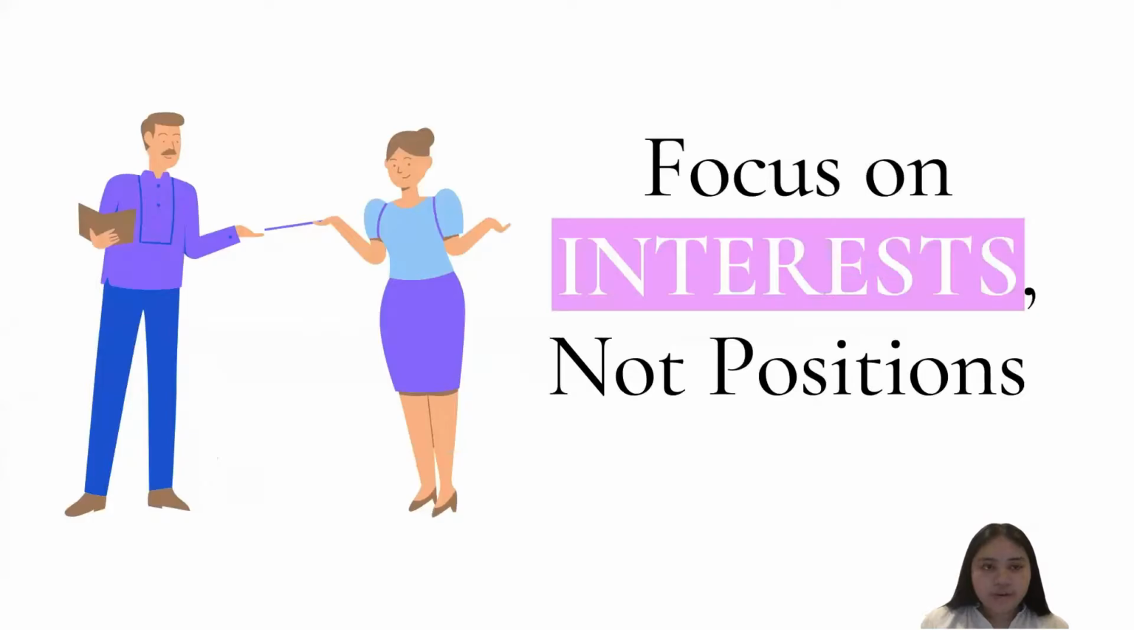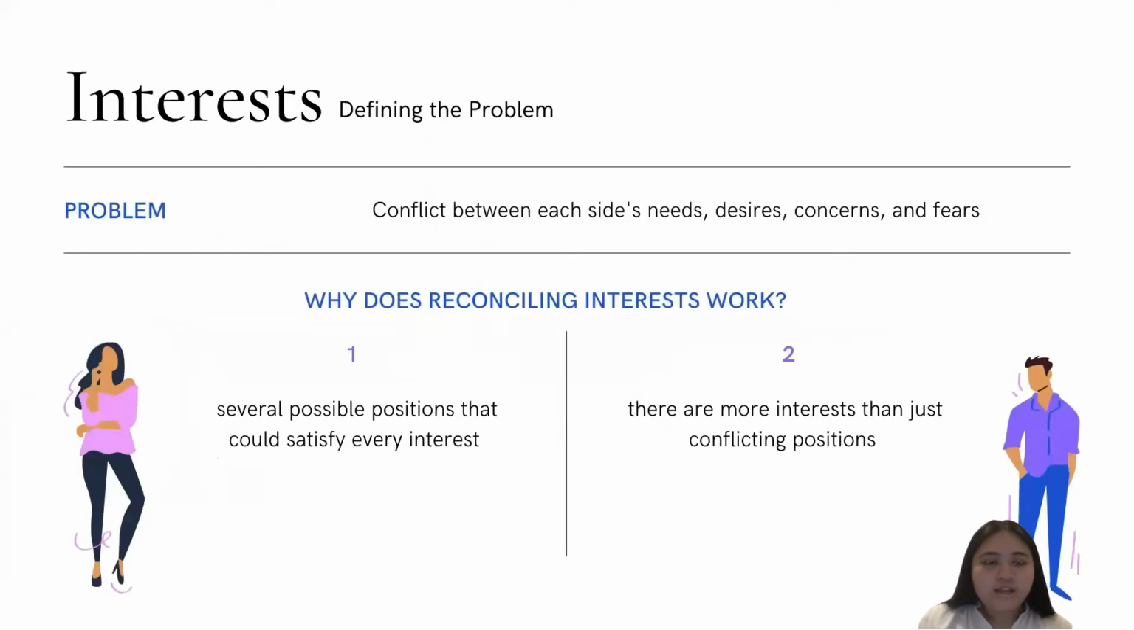So, our first point is to focus on interests and not positions. There's a crucial difference between interests and positions. At first, it might be assumed that the basic problem of negotiation is the different positions. However, it is a conflict of interest between each side's needs, desires, concerns, and fears that motivates people and acts as the real reason behind positions.